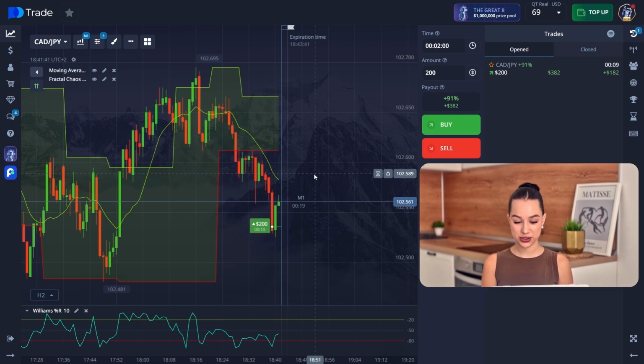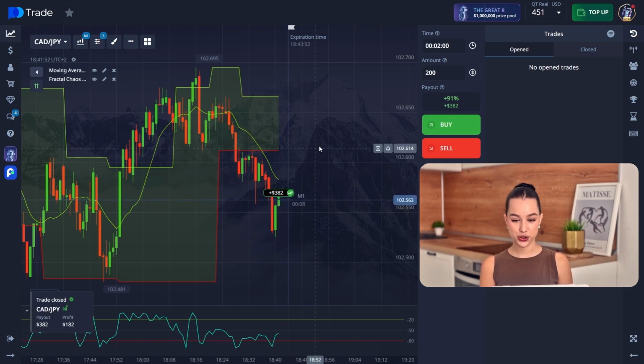So it's 10 seconds to the end of the trade. As you can see, it reversed, as I told you, in the upward direction. So it's 4, 3, 2, 1. And look at this, we closed our trade in a plus.